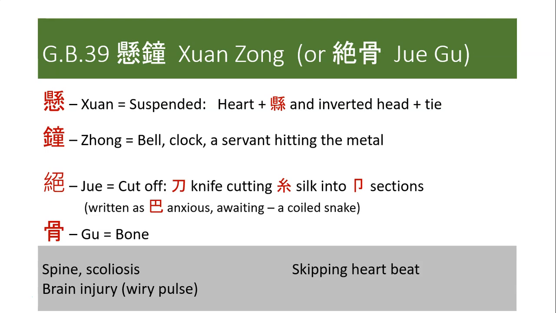Gallbladder 39, so we saw the name, the Zong part of the name, the bell part of the name. This point is called the Xuanzhong, the suspended bell. So, of course, it is the meeting point for marrow, so it is indeed a very good point for spinal issues and scoliosis. It's also a very good point for brain injury, as we talked about with spleen 9, when there is a wiry pulse. So this all relates to the marrow part.